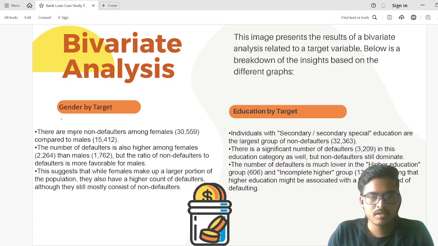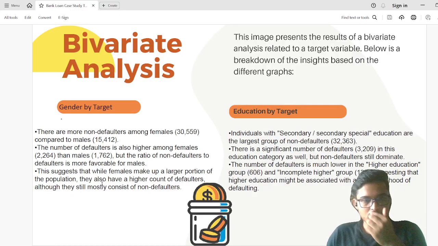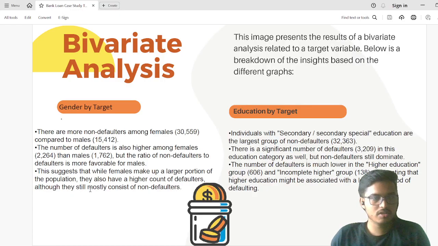That means although we have a higher number of candidates coming from the female gender, if we talk about the defaulter to non-defaulter case, the females are greater defaulters than males. So this suggests that while females make up the larger proportion, they also have a higher count of defaulters, although they still mostly consist of non-defaulters.